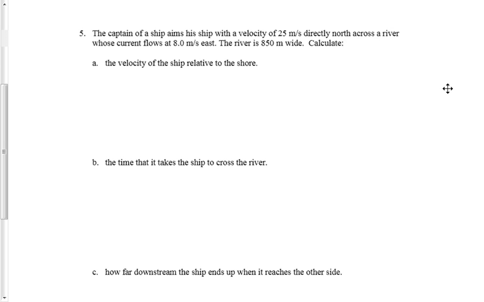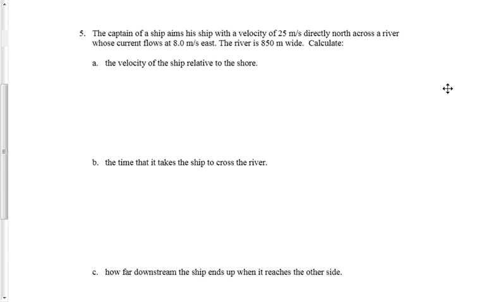All right, everyone, taking a peek at a question from our homework last night, which was our navigation or relative motion worksheet. Taking a look at number 5 on that worksheet. It says the captain of a ship aims his ship with a velocity of 25 meters per second directly north across a river whose current flows at 8 meters per second to the east. The river is 850 meters wide, and then we got to find some things.